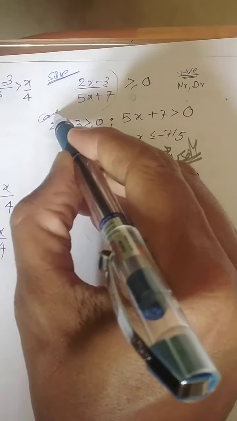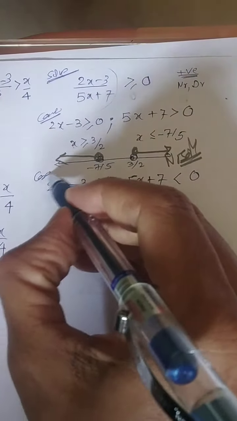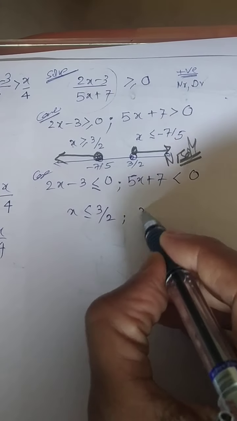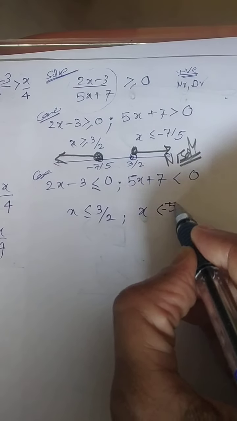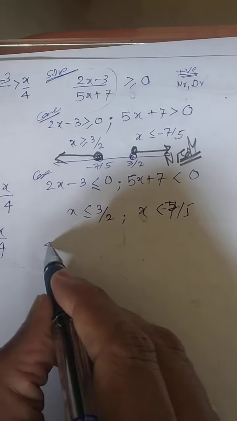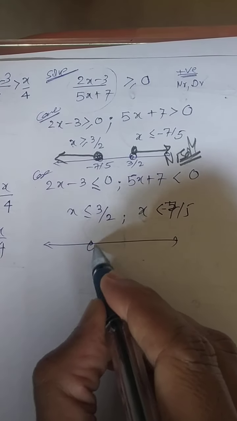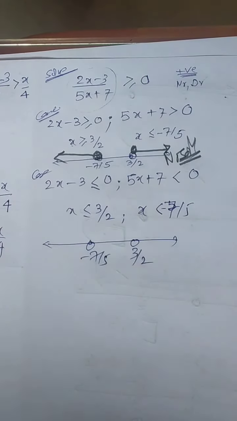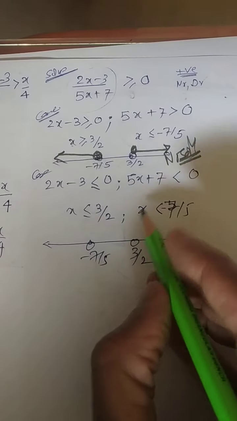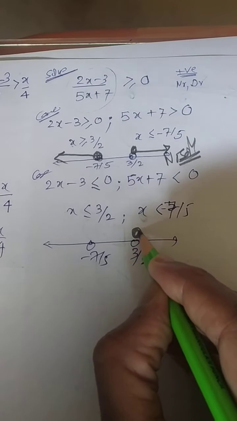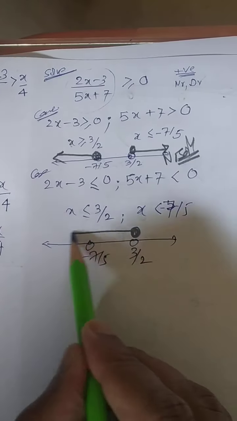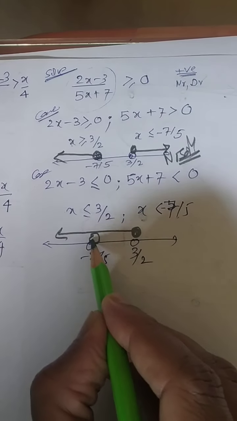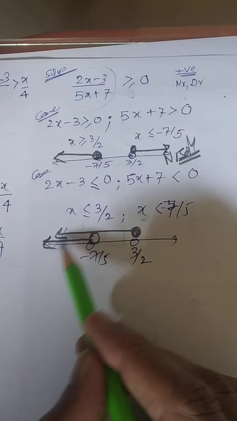This is nothing but case 1. Over here you are getting another case: x is less than or equal to 3 by 2 and x is less than minus 7 by 5. Again I am going to plot the graph. Here it will be minus 7 by 5, and over here it will be 3 by 2. Now x is less than or equal to 3 by 2 means from here I start with a closed one and move to the left hand side. Whereas x is less than this one means it starts from this one and moves to the left hand side. So this portion is common.